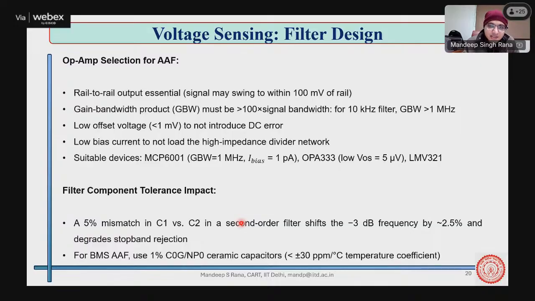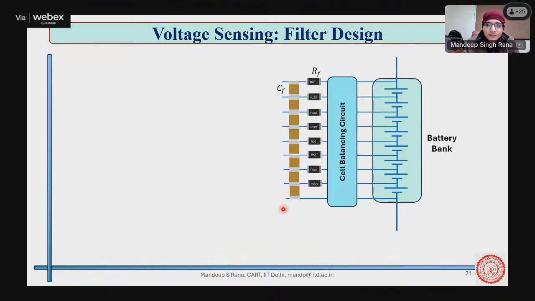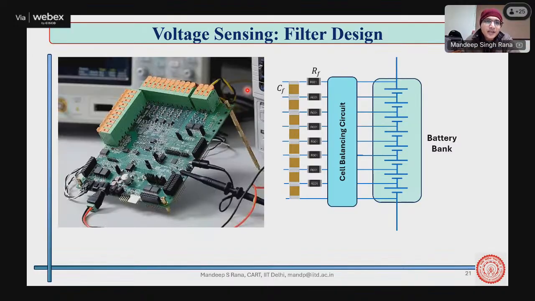And for resistors, generally 0.1% is fine to go with. For capacitors, a lower precision rating is fine. Now, that's what the reality is. There is a battery pack, a lot of signals are coming in, there is a cell balancing circuit, and then there are RC circuits sitting on each signal to go forward. So basically, it's being filtered. That's what I'm trying to say, and it is always there.